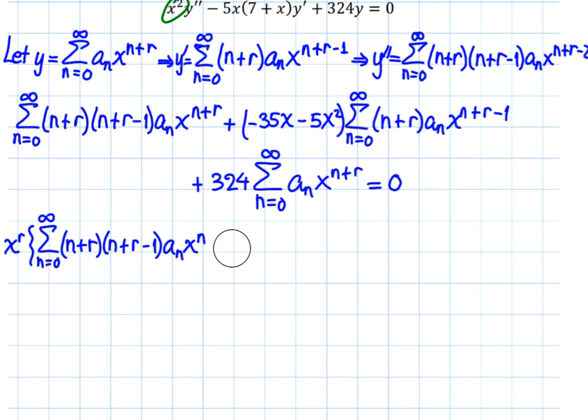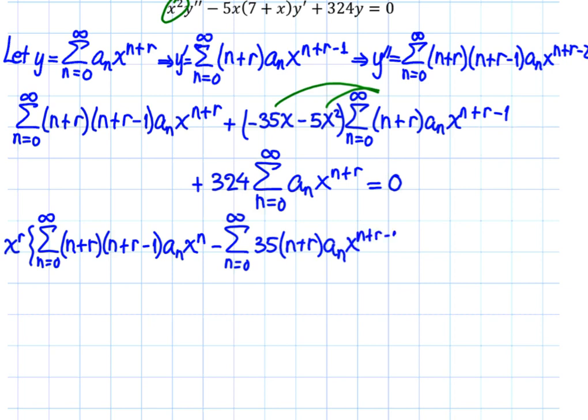Now we will take the negative 35 and distribute that into the series. So first we have negative the summation n equal to 0 to infinity, first we're going to put 35, n plus r, a sub n, x to the n plus r minus 1. Of course, we multiply by 35x, so the x to the first times x to the negative 1 cancel out, and we just have that.